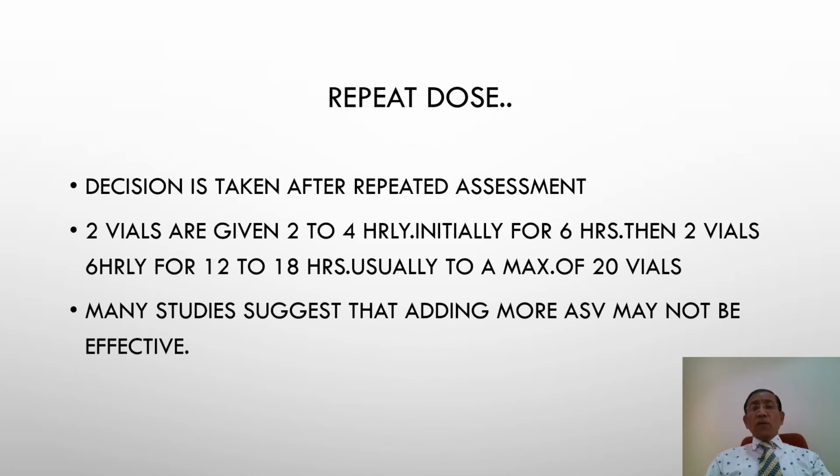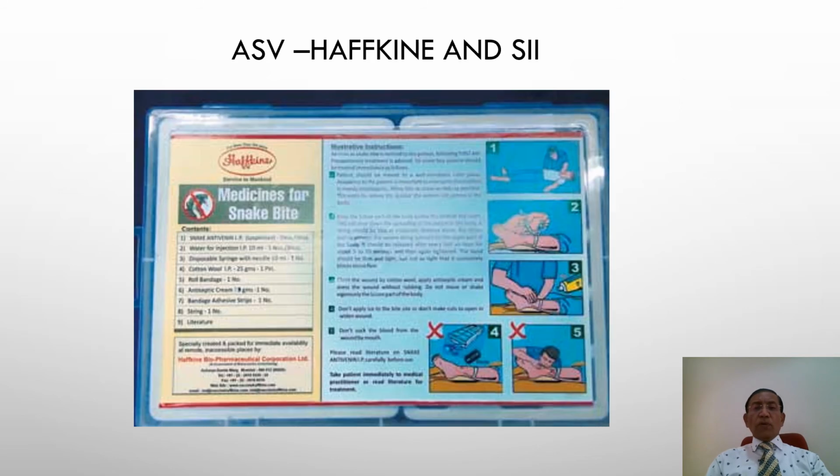The decision of whether to give a repeat dose or not is taken on repeated clinical assessment. 2 vials are given usually 2 to 4 hourly initially for 6 hours, and then 2 vials every 8 to 12 hours, usually to a maximum of 20 vials. Many studies say that adding more ASV may not be that effective. So this is very important.